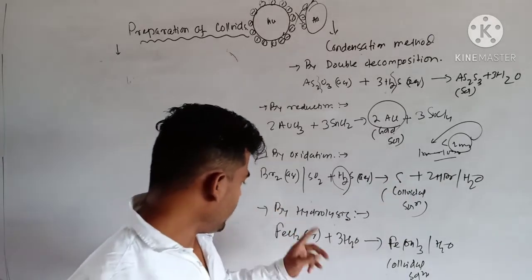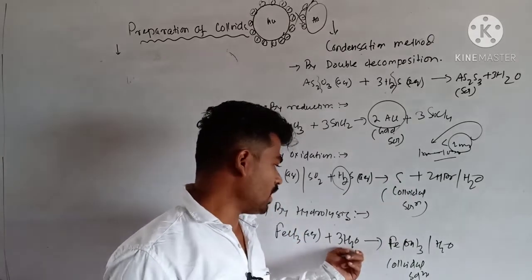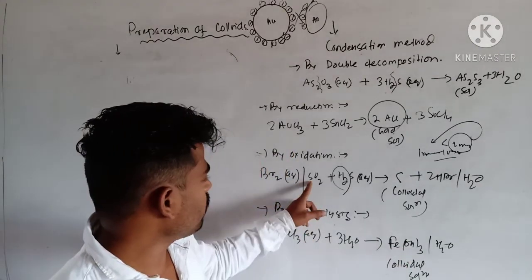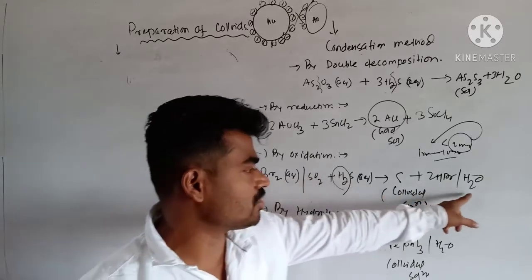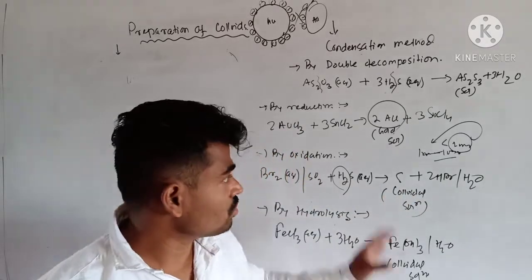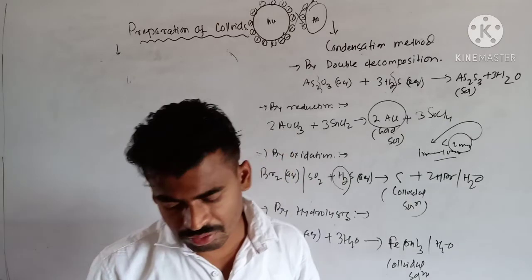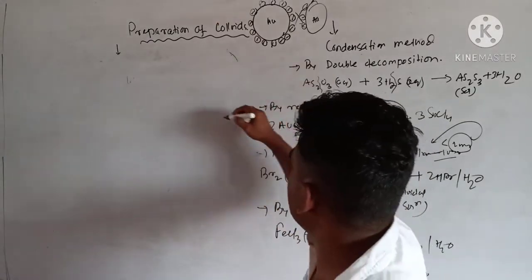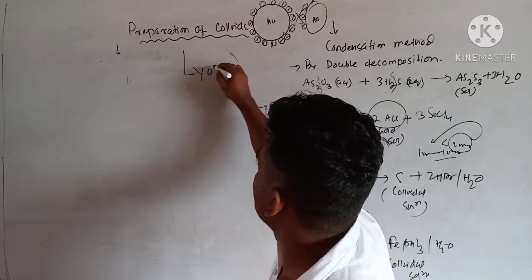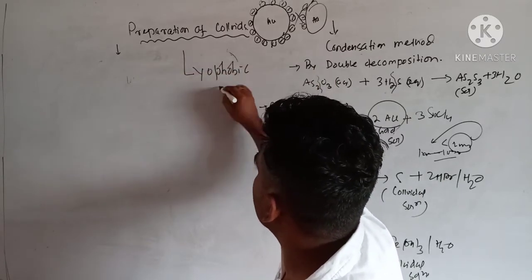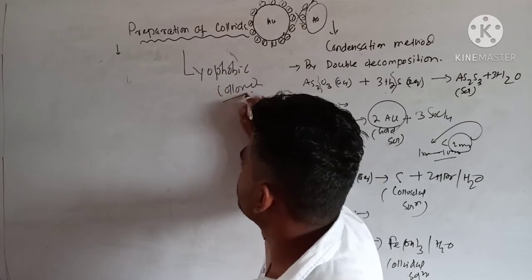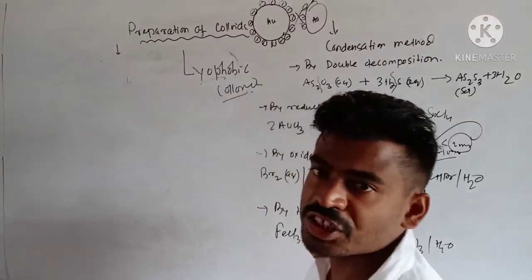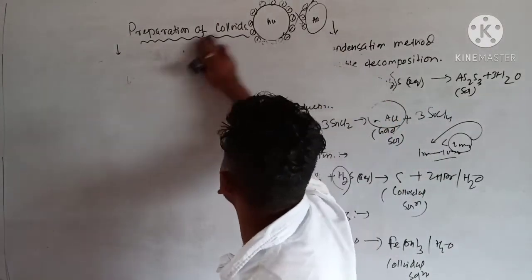That clear? Next, hydrolysis: FeCl3 interacts with water, then a Fe(OH)3 colloidal solution is prepared. In the case of oxidation, SO2 gives the liberation of water. So these are the chemical methods of preparation of a colloidal solution. And remember, these methods are only applicable to lyophobic colloids, because preparation is difficult in the case of lyophilic ones, due to lack of interaction between the dispersed phase and the dispersion medium particles.